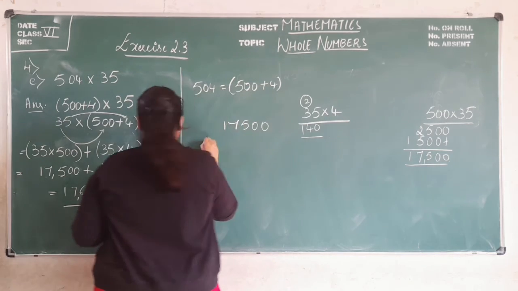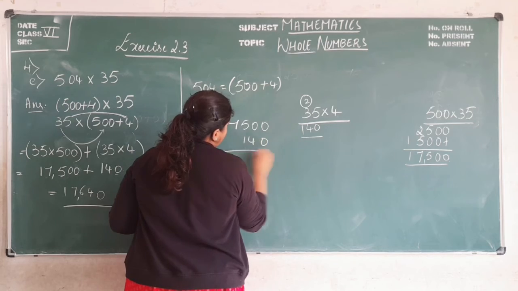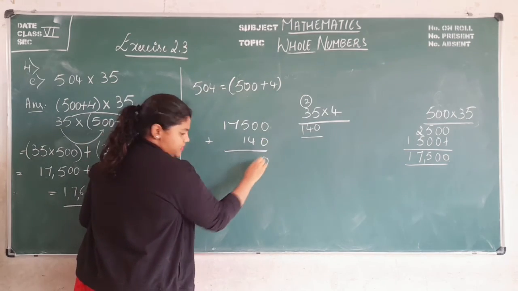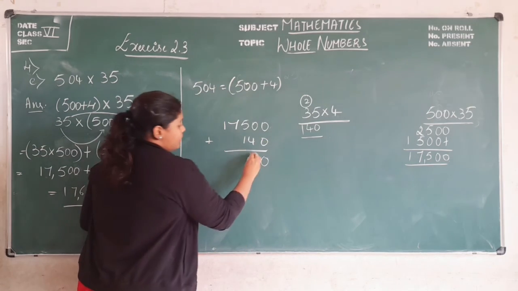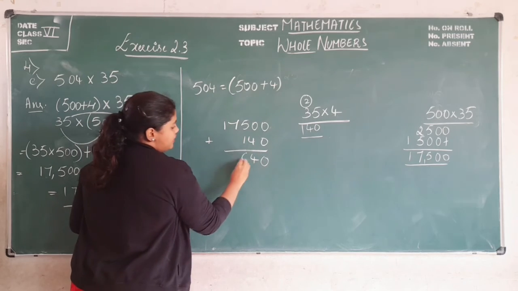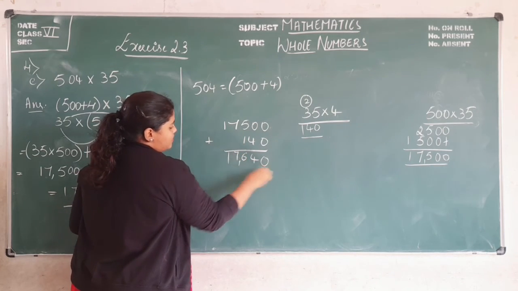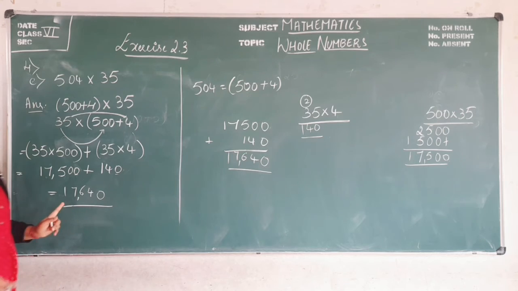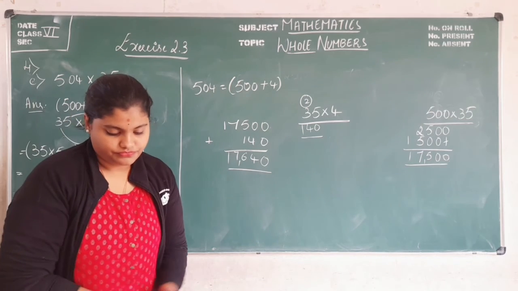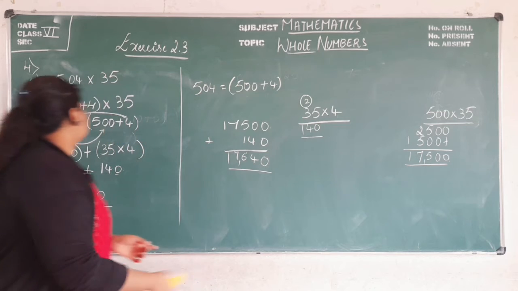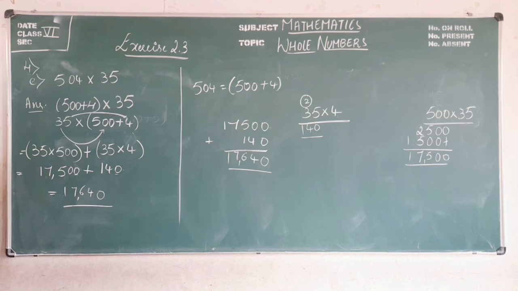You can add with the common method also, that is 17,500 plus 140. So 0 plus 0, 0. What is 0 plus 4? 4. What is 1 plus 5? 6, 7, 1. So we got 17,640 as the value. So the obtained value is 17,640. So now we are done with the fourth question.